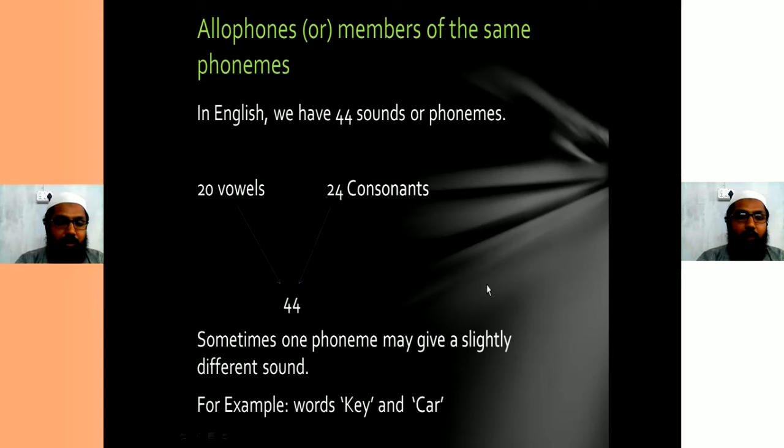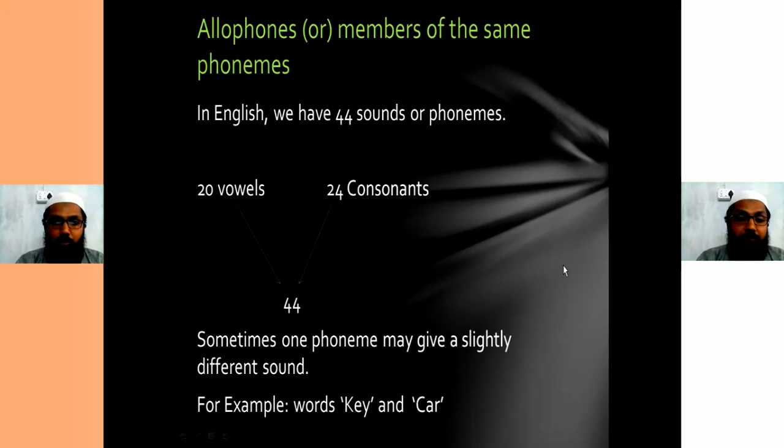So next we will see allophones, or members of the same phoneme. As you know, in English we have 26 letters. For these 26 letters we have 44 sounds, or 44 phonemes. And again these 44 sounds are divided into two categories. One is vowels, another is consonants. In English we have 20 vowel sounds and 24 consonant sounds.